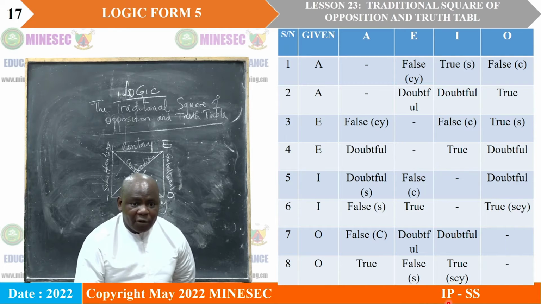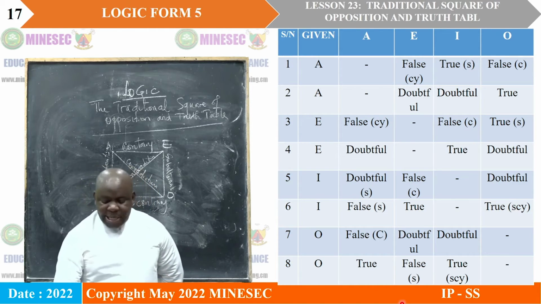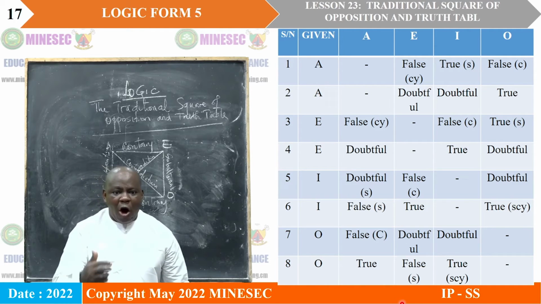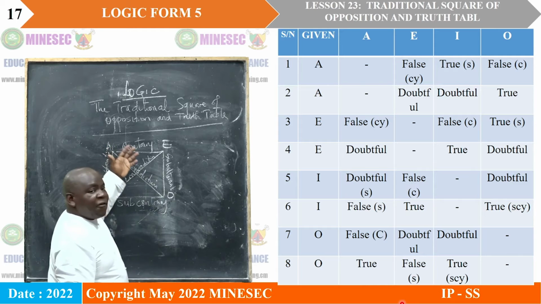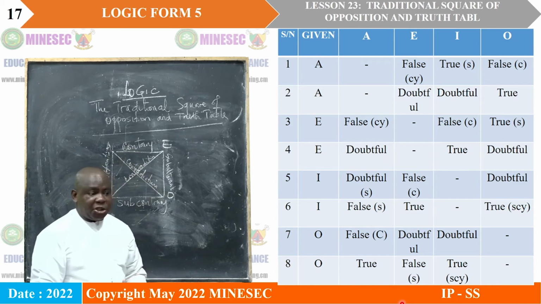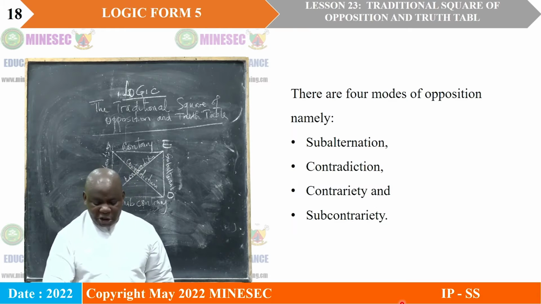The rest all doesn't balance. Now, that is a truth table of what we call the relationship that exists between the categorical propositions in a traditional square of opposition.